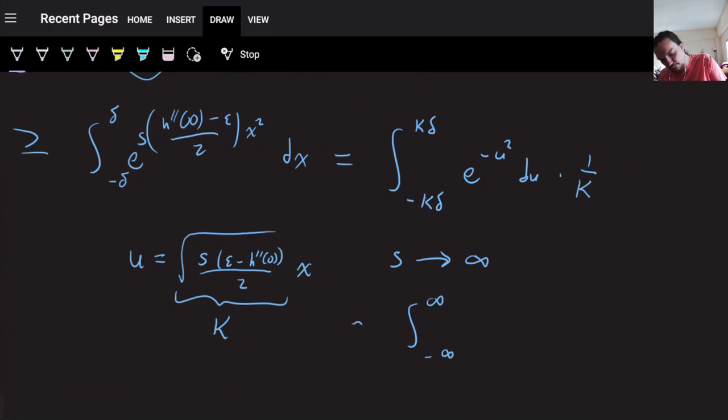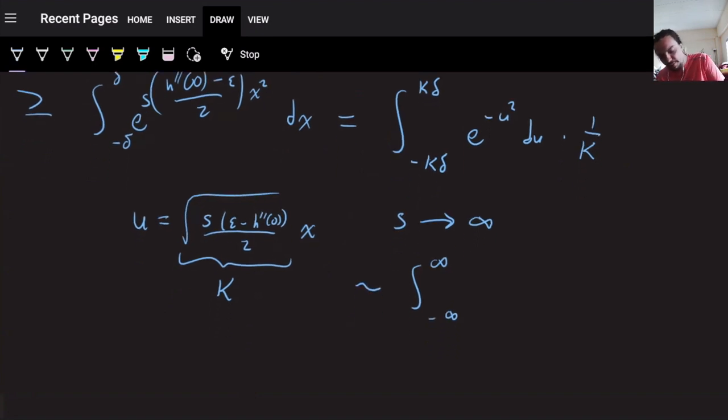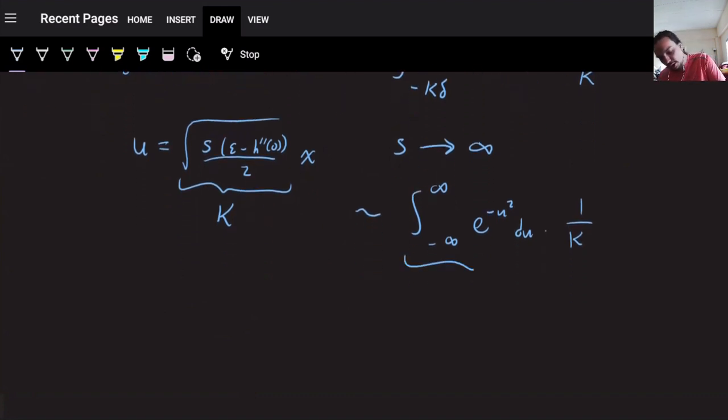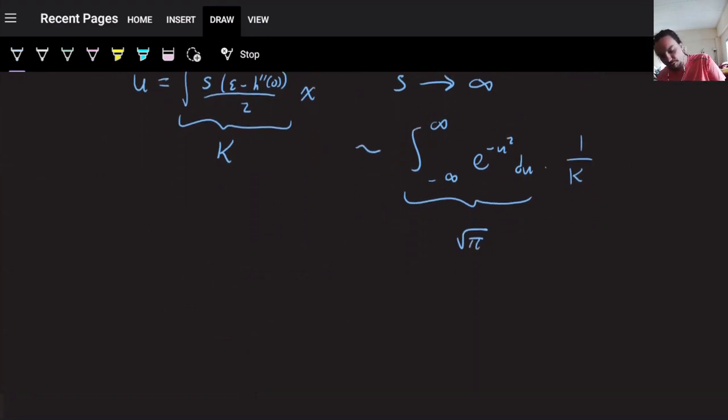And I should really write a twiddle. It'll end up being fine. Okay, the integral of e to the minus u squared du times 1 over k. This guy is just equal to the square root of pi. We already showed that. And so you're going to get the square root of pi over k.